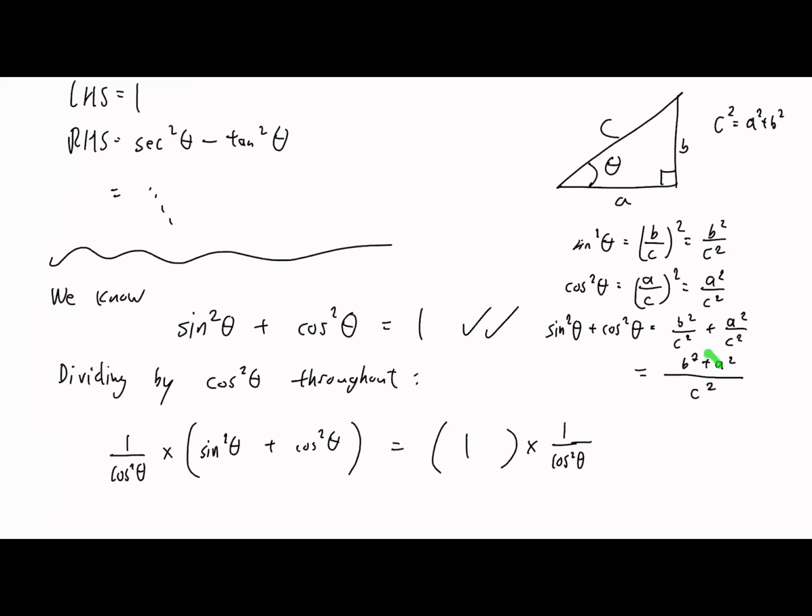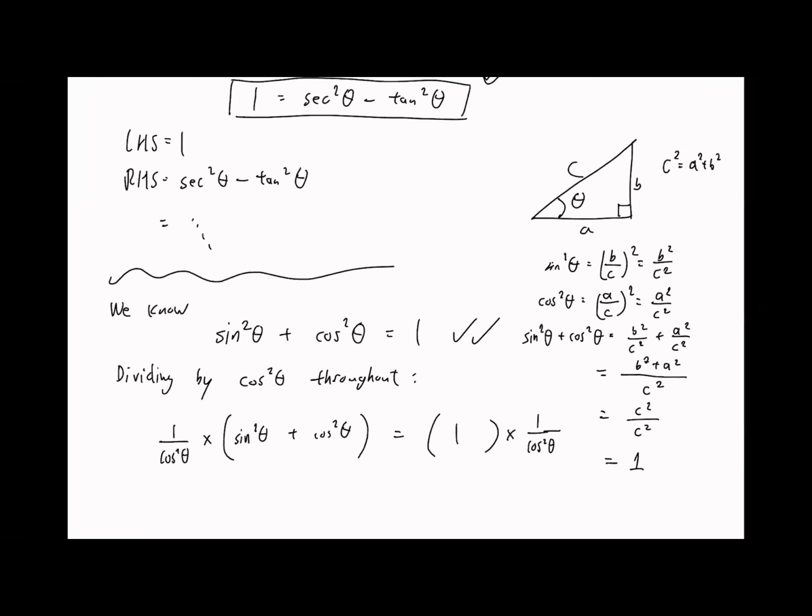So you realize b square plus a square is here, the same thing as c square. So numerator becomes c square, denominator is still c square. Cancel off, you're left with 1. Can? Yeah, right? Okay, good. Then here, you multiply in.